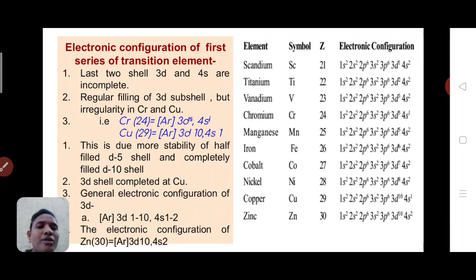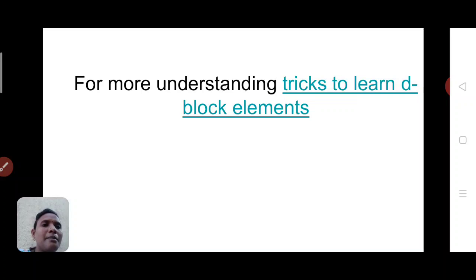The electronic configuration of zinc is argon 3d10 4s2. Here the 3d10 configuration is completely filled, or highly stable, that's why zinc is out of the d block elements. As the d shell is completely filled, that's why it is out of the d block. They are not considered transition elements. So this is the electronic configuration of the first series of transition elements.